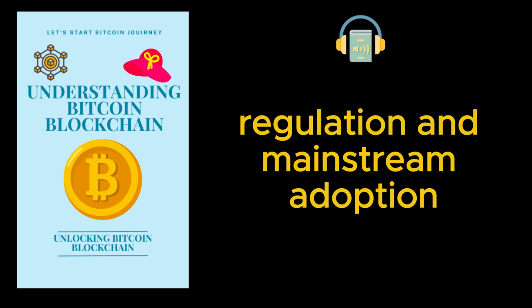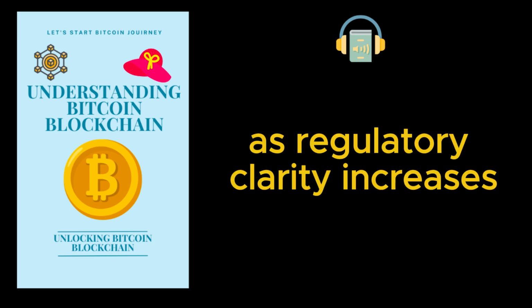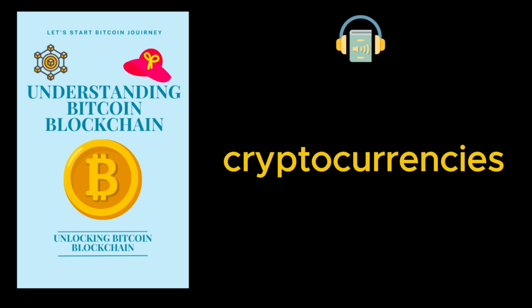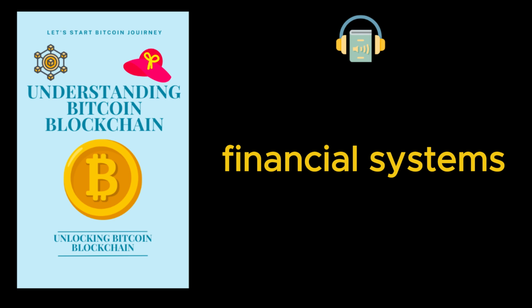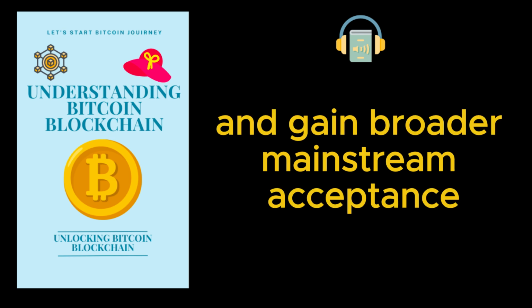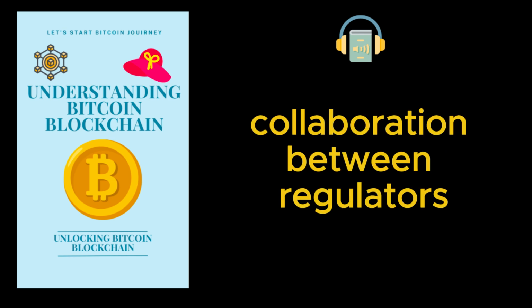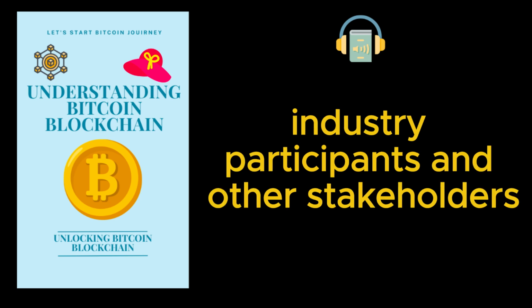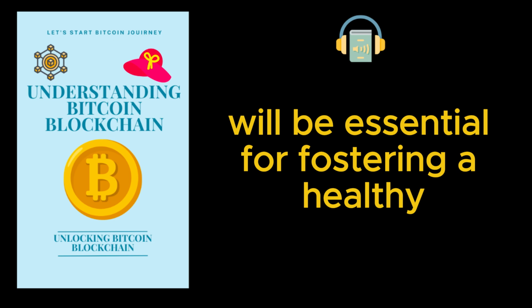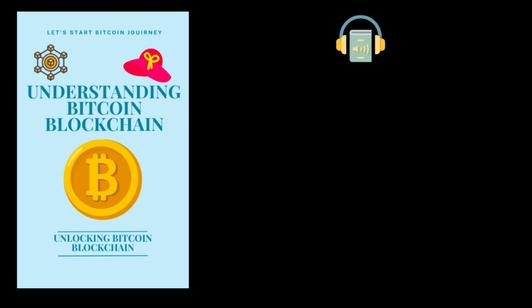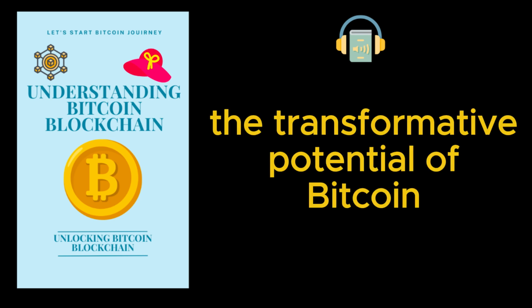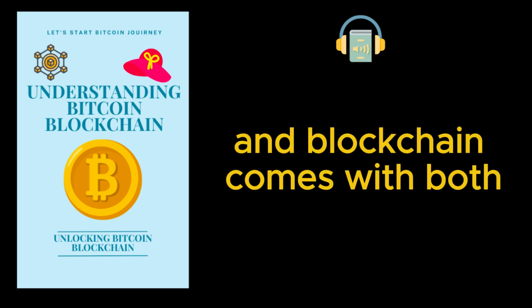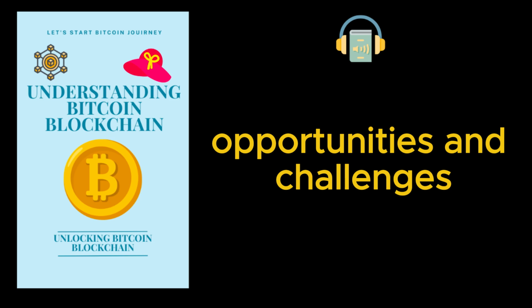Regulation and mainstream adoption. As regulatory clarity increases, cryptocurrencies may become more integrated into existing financial systems and gain broader mainstream acceptance. Collaboration between regulators, industry participants, and other stakeholders will be essential for fostering a healthy and innovative ecosystem. Opportunities and challenges. The transformative potential of Bitcoin and blockchain comes with both opportunities and challenges.